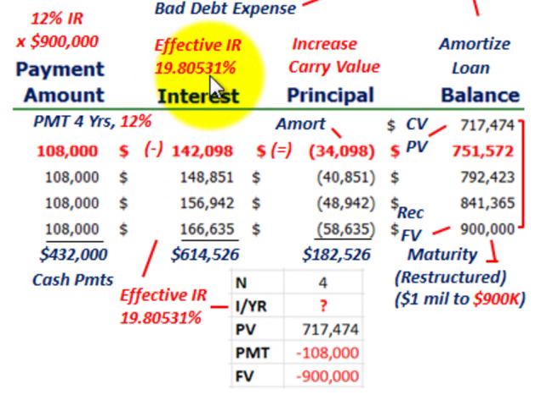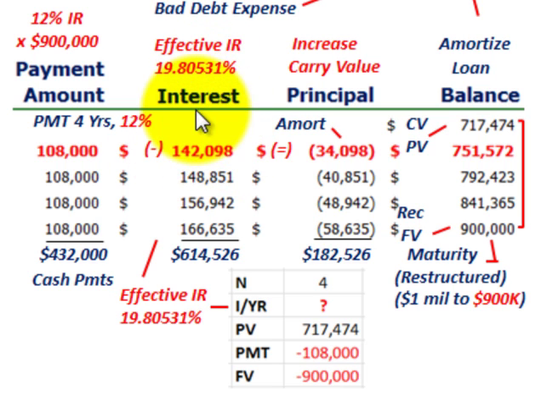And you can see I've carried it out to 5 decimal points. The effective interest rate is 19.80531%. You can see this is the only way you're going to figure it out, in this case, the financial calculator. So this is effectively the interest that they're going to receive on this restructured loan, and this is what they're going to have to realize on their income statement.